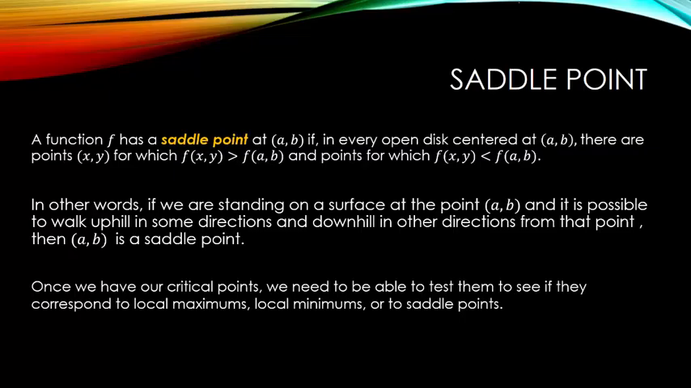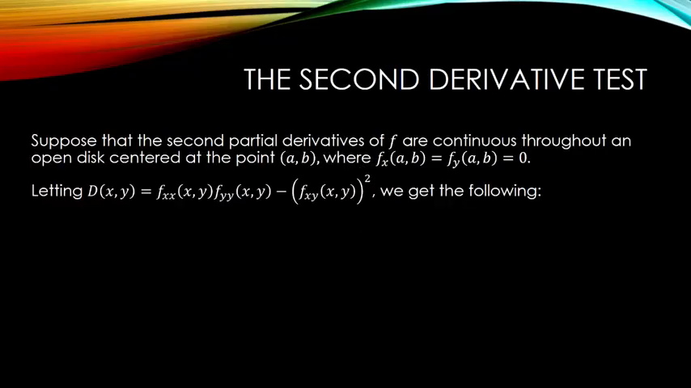Once we have our critical points, we need to be able to test them to see if they correspond to a local minimum, a local maximum, or a saddle point. This is where the second derivative test comes in. Suppose that the second partial derivatives of f are continuous throughout an open disk that's centered at the point (a, b), where fx(a, b) equals fy(a, b), which is equal to 0.